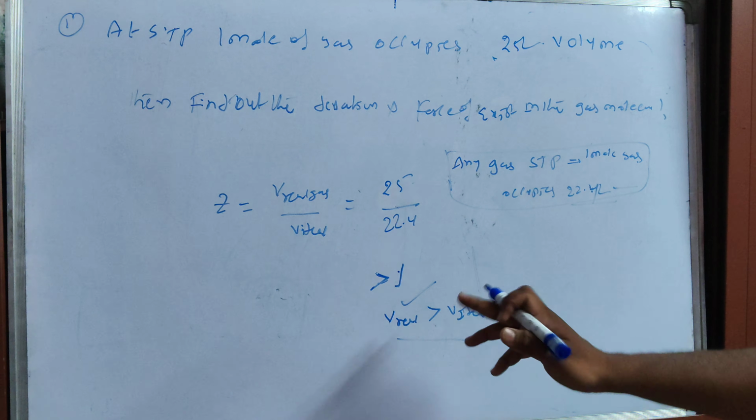When will expansion happen? Due to repulsive forces. Due to repulsive forces existing in the molecules, only then it will expand. This is the deviation where V real gas is greater than V ideal gas. This is a positive deviation. Due to the expansion only, the real gas will expand. That's why the forces that exist are repulsive forces. Next.